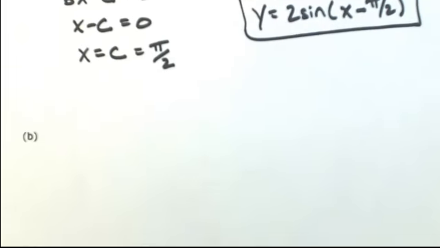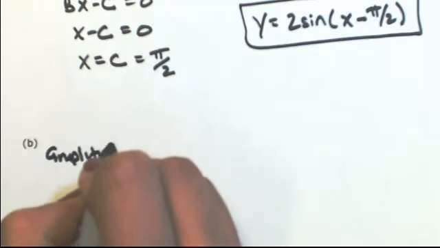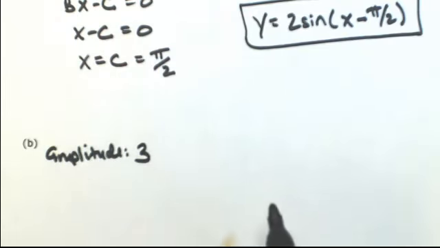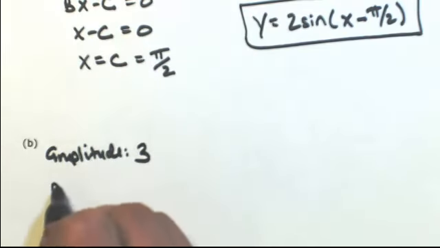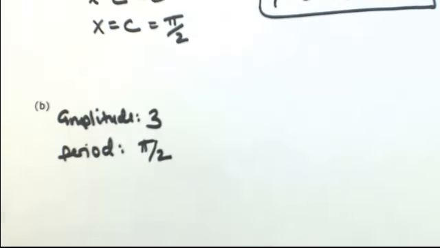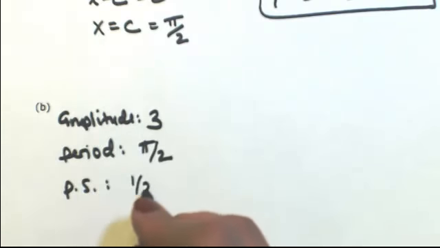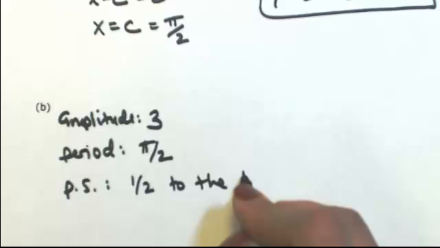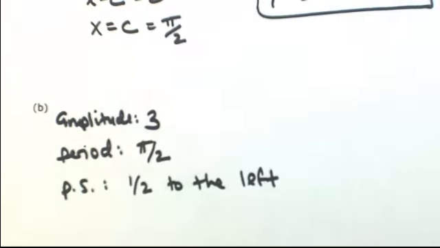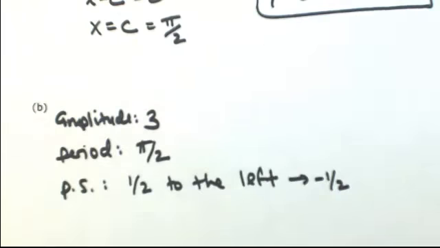And let's look at another one. Let's say the amplitude is 3. The period is pi over 2. And the phase shift is 1/2 to the left. In other words, negative 1/2.